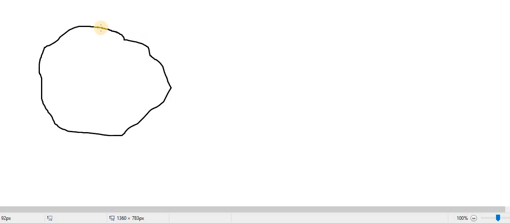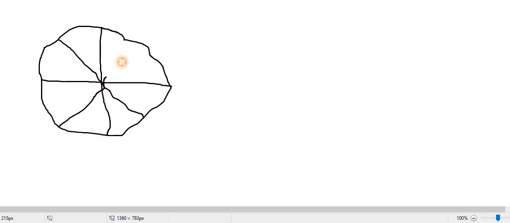Let's assume this is a circle, the best circle you have ever seen. So we are dividing the network into 8 subnets. In order to divide a network into 8 subnets, we are taking 3 bits, so that means 2 raised to 3 bits is equal to 8 subnets.